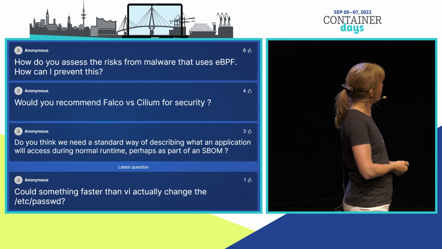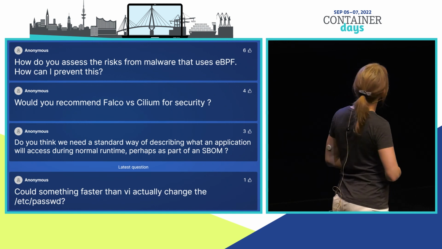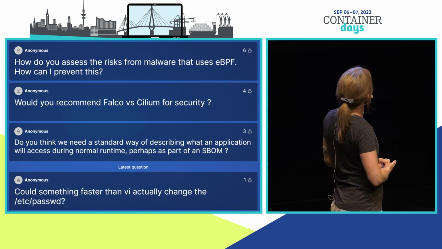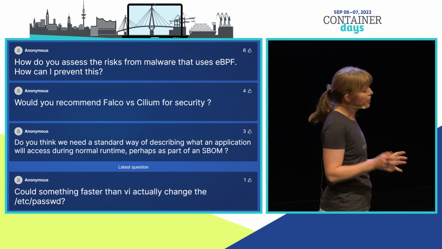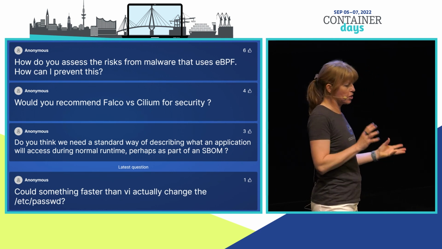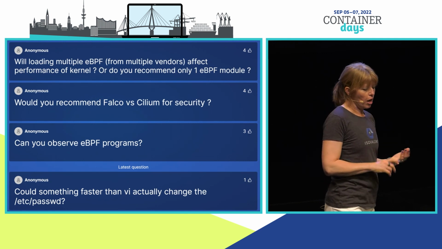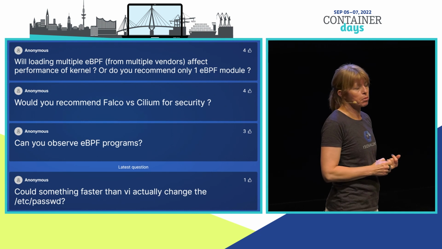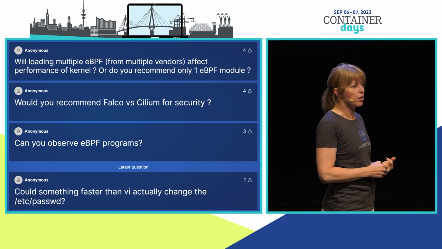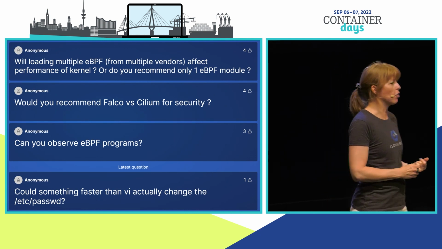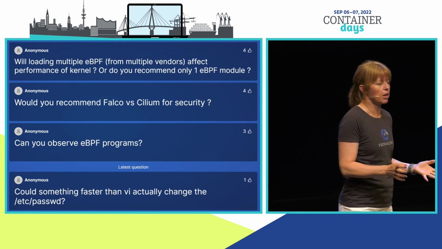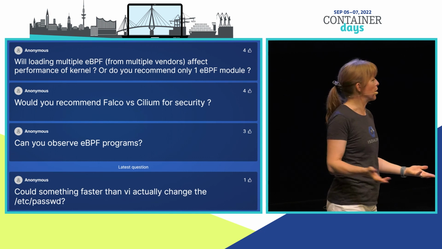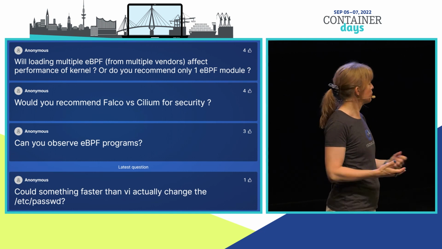Last question we do. How do you assess the risk from malware that uses eBPF, and how can I prevent this? I feel like that's a similar question to the previous one. Using eBPF to detect eBPF is probably where we're at the moment. If you have got a rootkit, there's not going to be a lot you can do. But that applies to any rootkit. That's not new with eBPF.